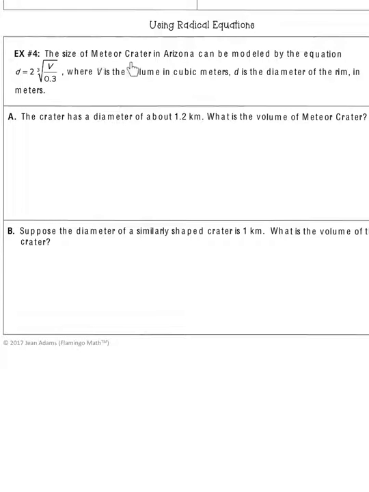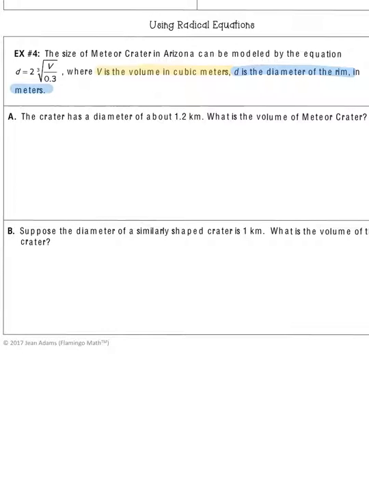So the size of meteor crater in Arizona, my favorite state, can be modeled by the equation d equals 2 times the cube root of v over 0.3, where v is the volume in cubic meters. So that's kind of important, that v is the volume in cubic meters, and then d is the diameter of the rim in, oh, I'm sorry, no, the diameter would be just meters.